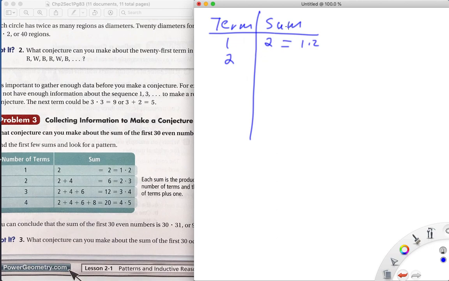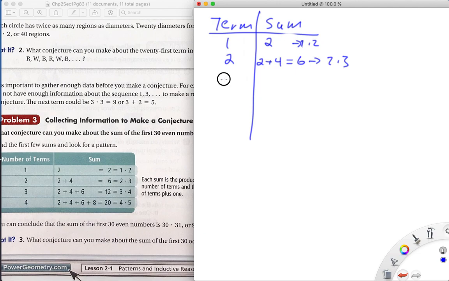The second term, remember, we're adding even numbers. So 2, 4, 6, 8, 10. We're adding 2 plus 4, and that equals 6. We can think of 6 as the second term times the number 3.